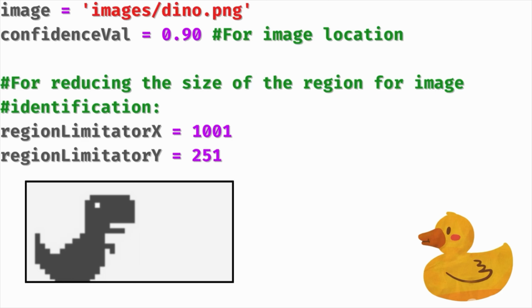Now, it wouldn't be very efficient to scan the whole screen just to find a tiny image that has a low resolution. That's why we define two variables for our x-axis and our y-axis. We use them to subtract pixels from the resolution of our monitor. This simply means that we don't have to scan the whole screen to find our target image. We'll see in a moment how to use these variables to improve the performance of our script.